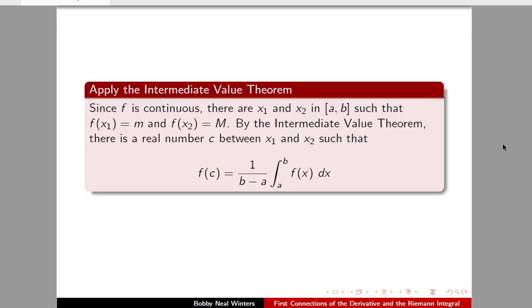Now let's apply the intermediate value theorem to that. Since f is continuous, there are points x1 and x2 in the closed interval [a, b] such that f(x1) is equal to little m and f(x2) is equal to big M. So by the intermediate value theorem, there is a number c between x1 and x2 such that f(c) is equal to that intermediate value between the two. And so there we have that proved.